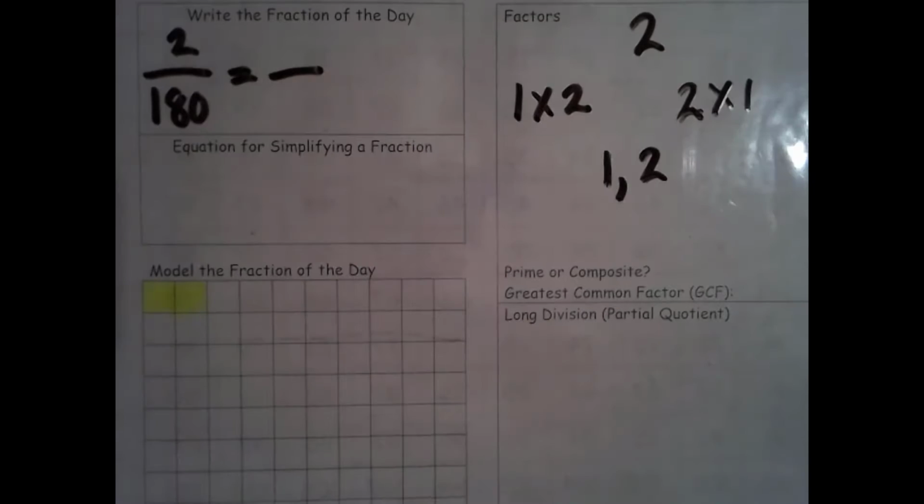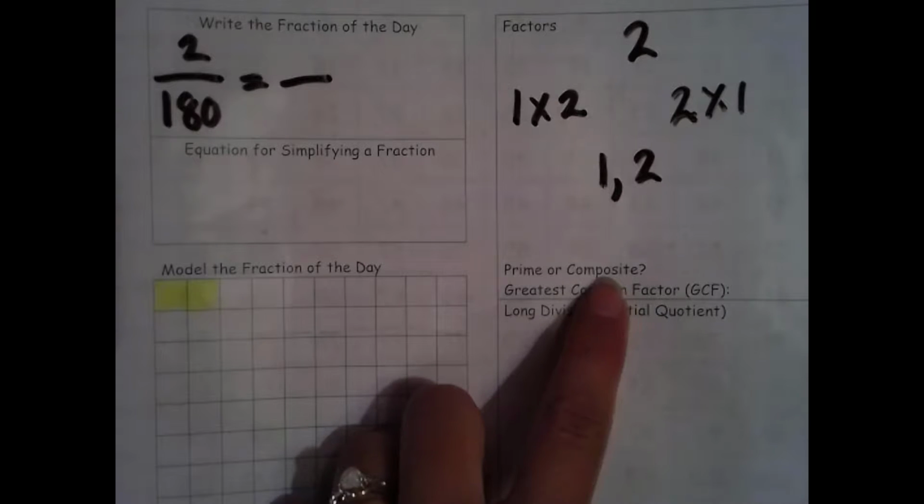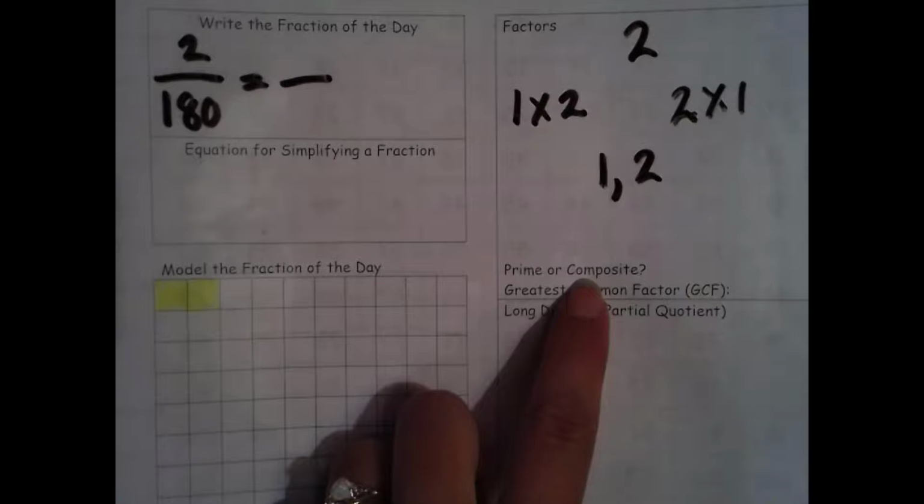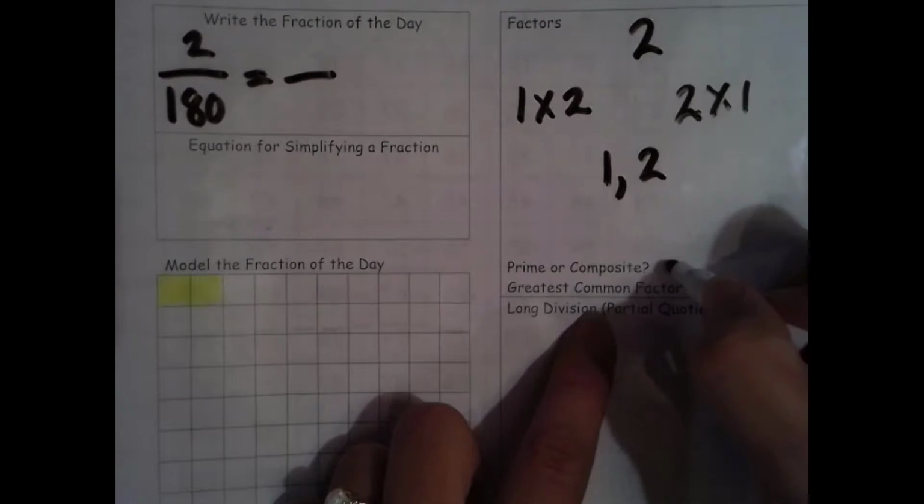Now our next question, is it prime or composite? Well, prime means it has exactly 2 factors. Composite means it has more than 2 factors. I see 2 factors, so that means it is prime.